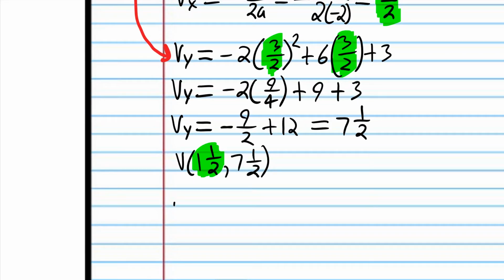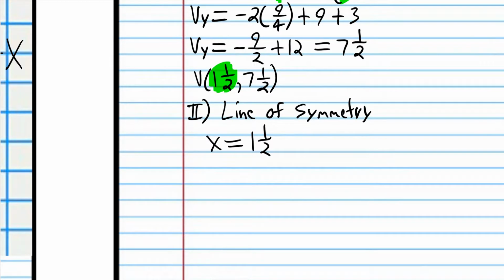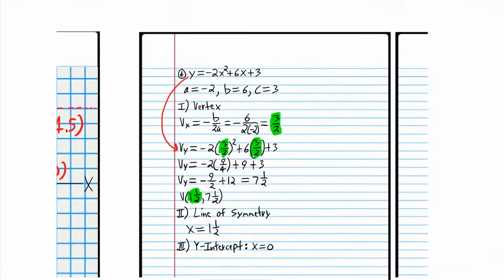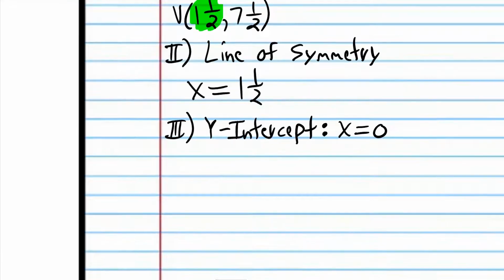Okay, so we found the vertex, and now we're going to find the line of symmetry, or the equation of the line of symmetry, which is x is equal to 1 1/2. That was an easy step. Now we're going to find the y-intercept. And to do that, we're going to let x equal 0. And that's really easy when you're in standard form because the y-intercept is always equal to 3. That's one of the principles that we talked about at the beginning of the class that we have written down.